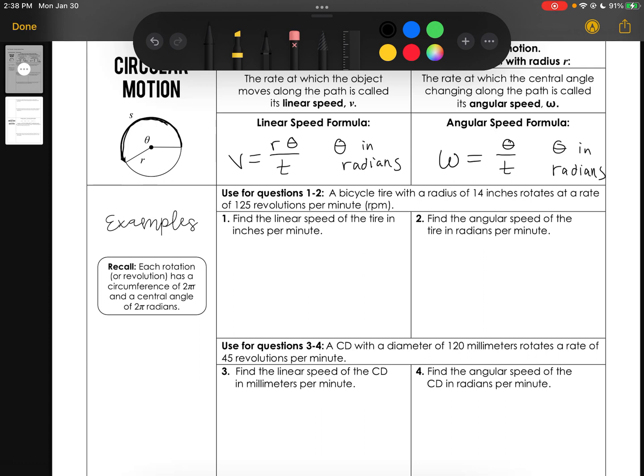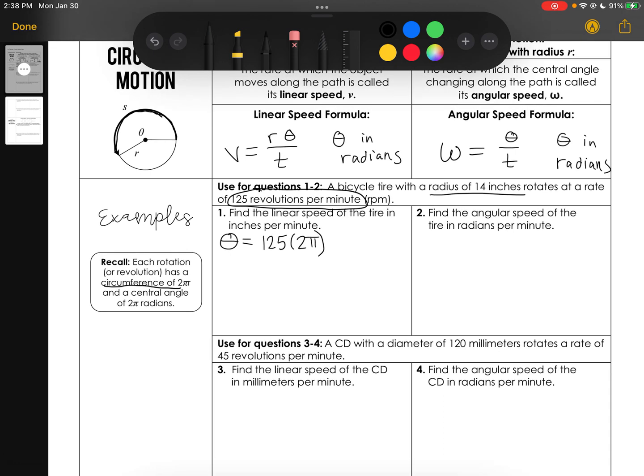In our first question, we get to practice identifying each of these things and putting them together. A bicycle tire with a radius of 14 rotates at a rate of 125 revolutions per minute. The first thing we have to talk about is identifying theta. We don't see an angle measure given here, so the way we find it is we take the total revolutions per minute and multiply by 2 pi. How many times you go around multiplied by 2 pi. The reason for this is that the circumference of a circle is 2 pi times radius, so our central angle is going to have 2 pi radians.